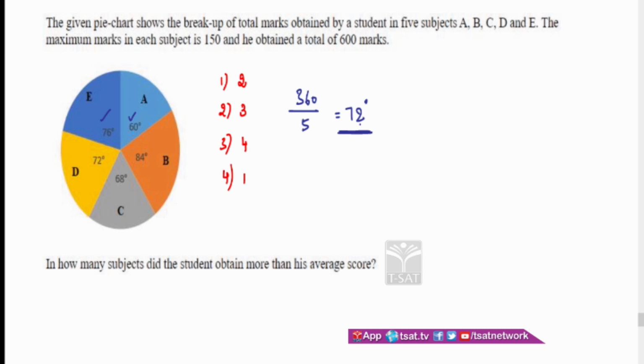How many subjects did he get more than the average? He clearly mentioned. Therefore 84 is more than the average. 76 is also more than the average. Therefore only 2 subjects. Answer is 2 here.